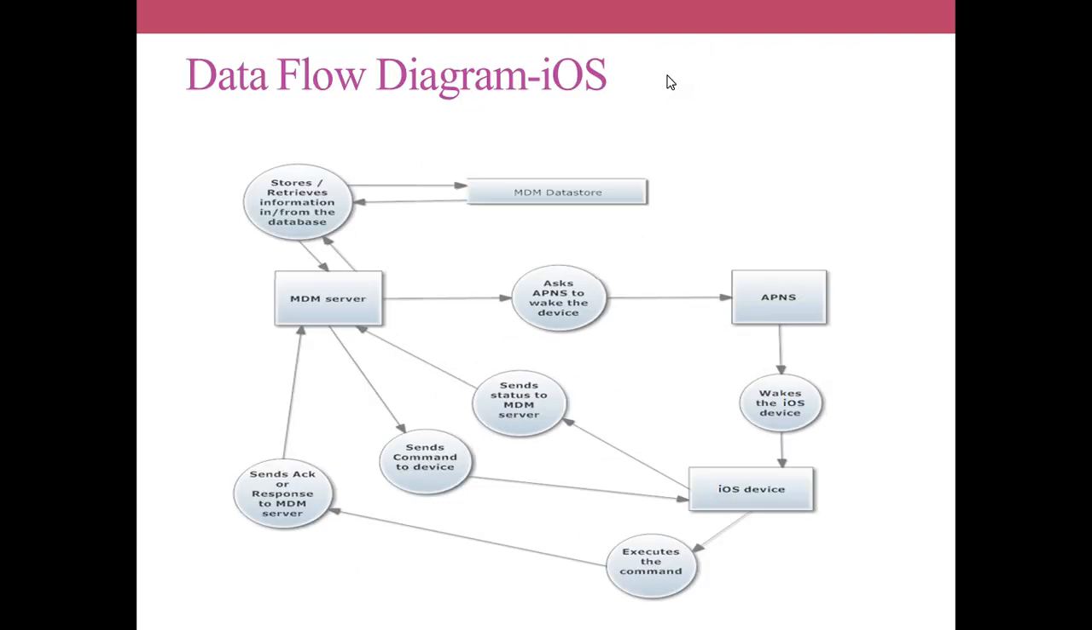This is the data flow diagram for iOS devices. The MDM server asks the APNS to wake the device and the APNS will send the command to wake the iOS device. Now the iOS device will send its state, that is, its state is idle, to the MDM server. After seeing the state is idle, the MDM server will now send the command to the iOS device. Now the iOS device will execute the command and send some acknowledgement or response to the MDM server.